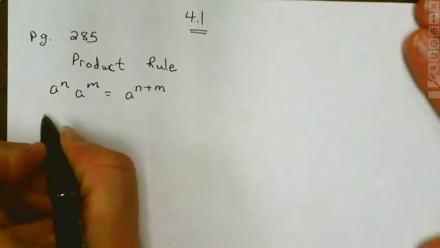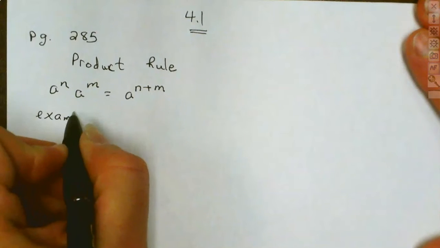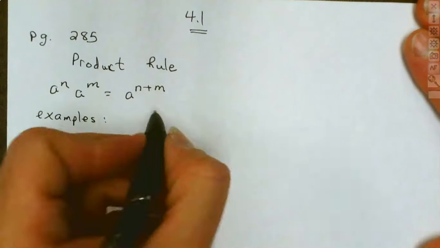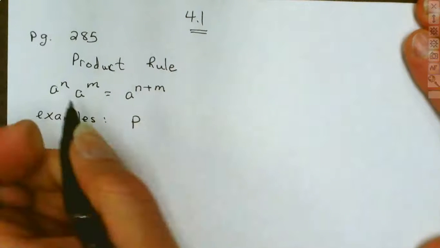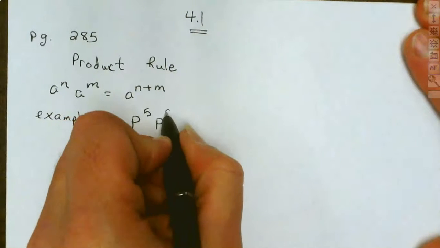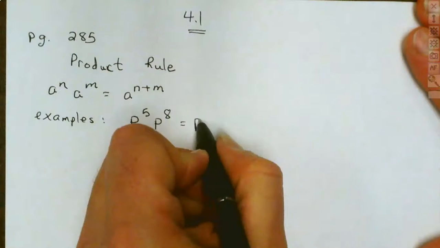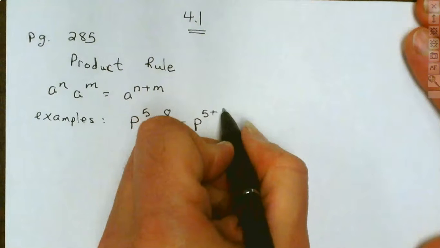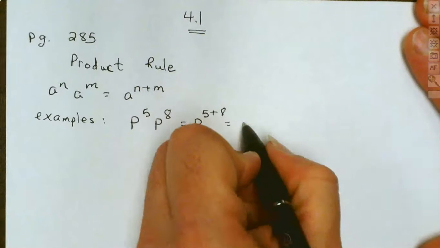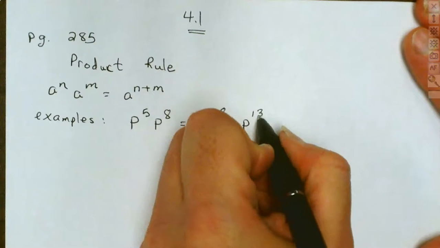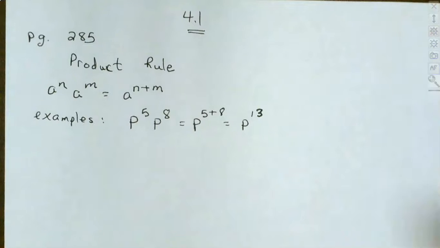So here's a few examples. P to the 5th times P to the 8th power. Now notice these are back to back. They have the same variable. They have to have the same variable or this doesn't work. These go together and make P to the 5 plus 8 power, which adding them together is then P to the 13th power. So when we multiply, these exponents add together.